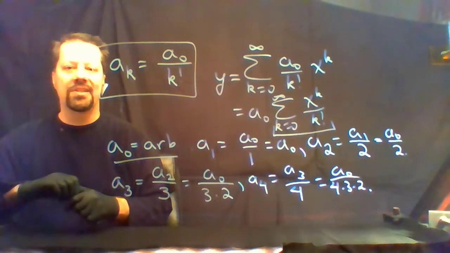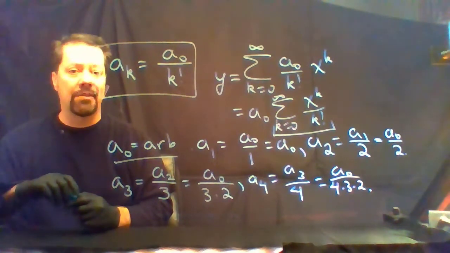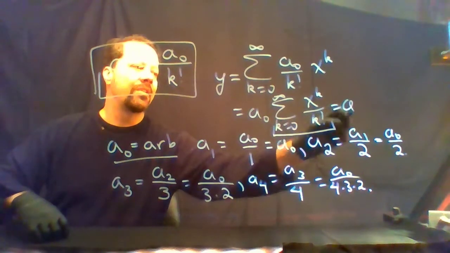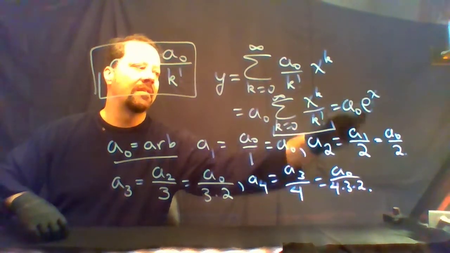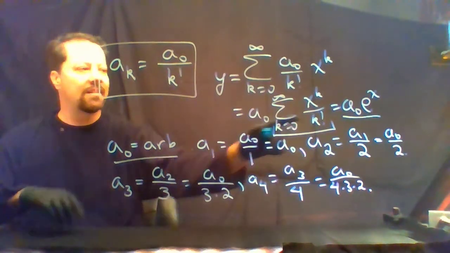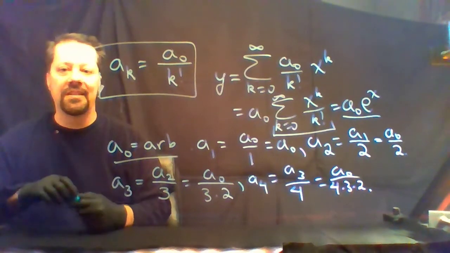Given our previous discussion, you should be able to recognize that power series. That's the power series for e to the x. We deduce then that our solution is A0 times e to the x. Note that the constant of integration is the coefficient A0.